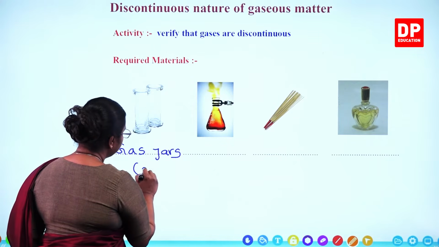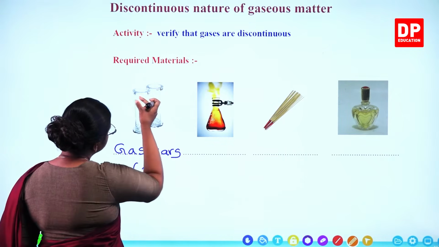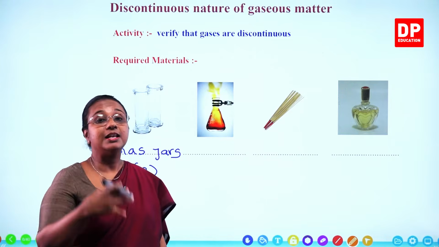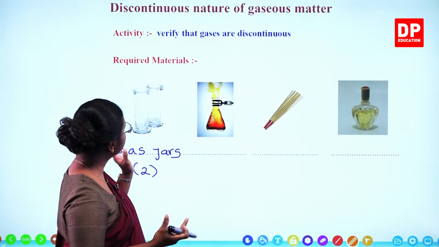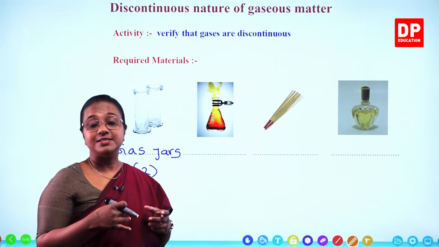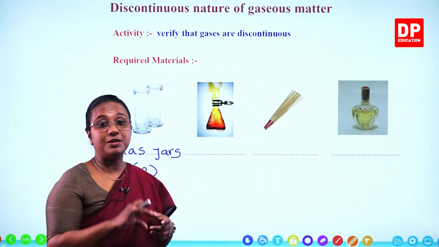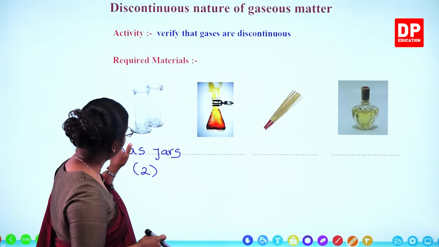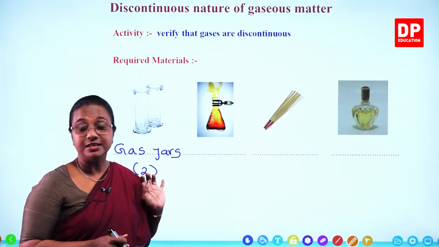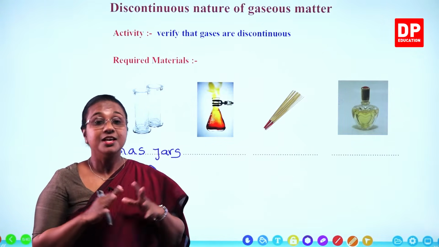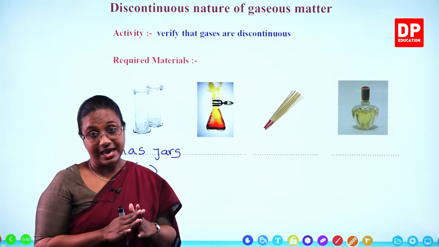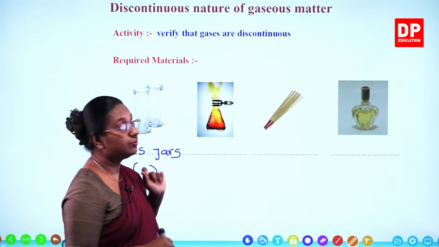And we need 2 of those. So here you can see this is a very thick glass jar. We can take a colored gas into one jar, and on that we can place the other jar, invert it and keep it on the other jar so that you can observe the spreading of the gas. So if you want to observe the spreading of gases, we need to have a colored gas. So for that we use this one.